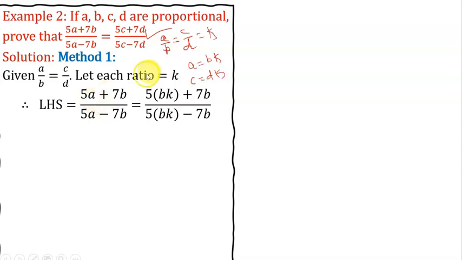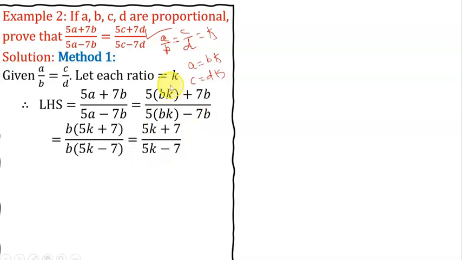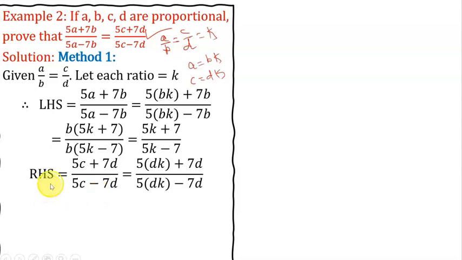Substitute the value of a. What is the value of a? a is bk, so 5 in bracket bk plus 7b in the numerator, and in the denominator, the value of a is bk, 5 in bracket bk minus 7b. Now from the numerator and denominator, take b as common. Then in bracket you will get 5k plus 7, upon, again in the denominator, take b as common, in bracket 5k minus 7. The b's get cancelled, and then you will get (5k plus 7) upon (5k minus 7). This is your LHS. Now, what about the RHS?